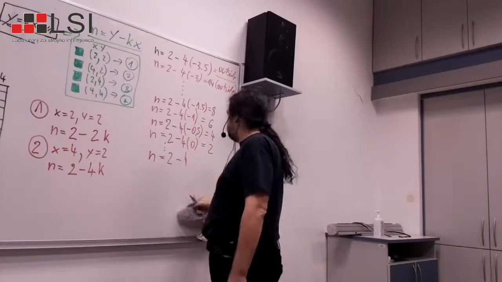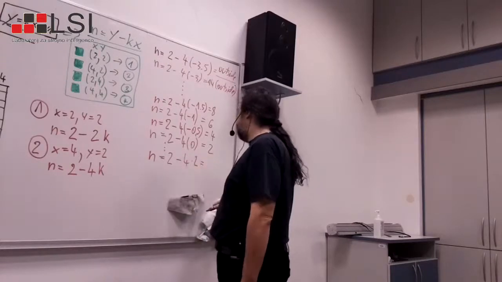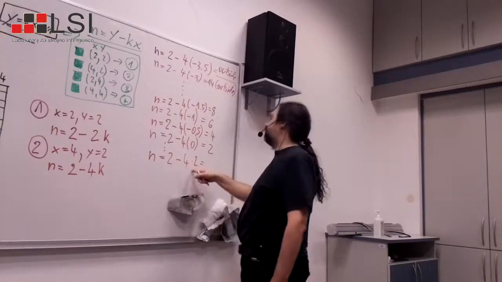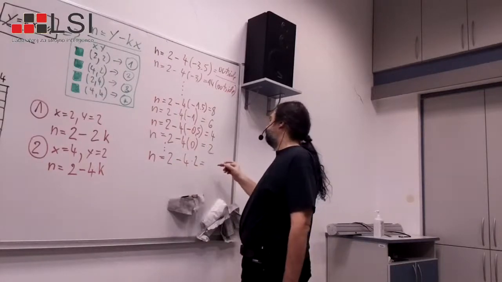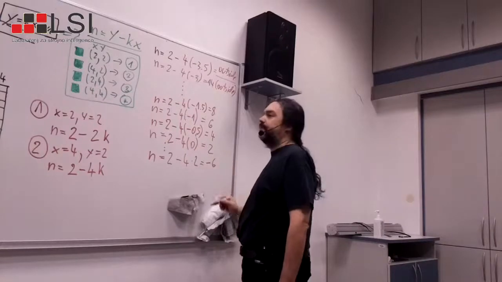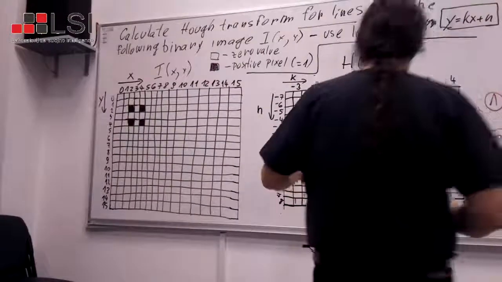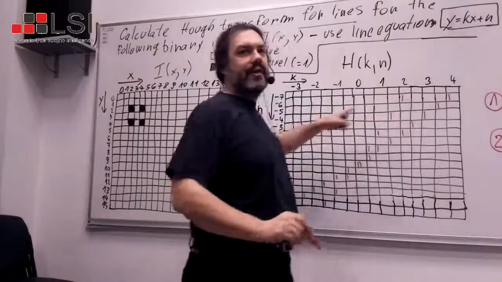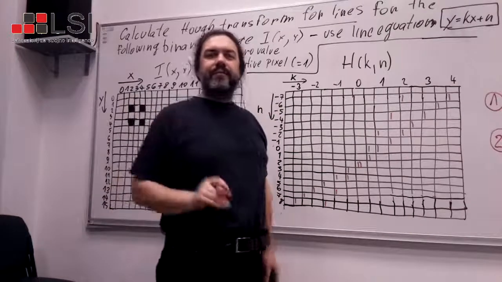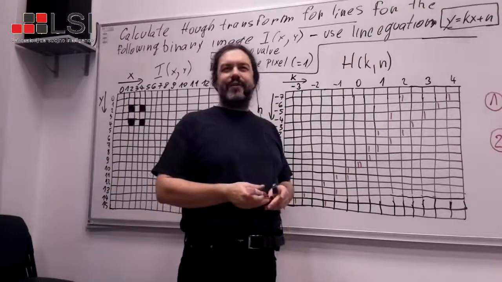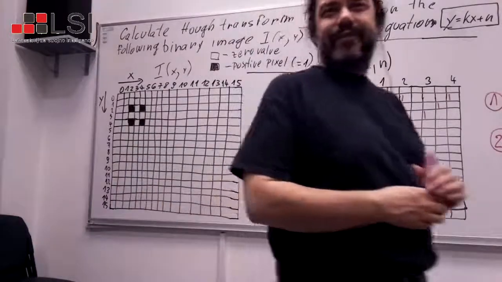4 times 2, and what do we get? 2 minus 8 yields minus 6. And let us check what we did here. Yes, at 2 we ended up at n is minus 6. So the second voter did its civic duty and voted for another line in the Hough accumulator.